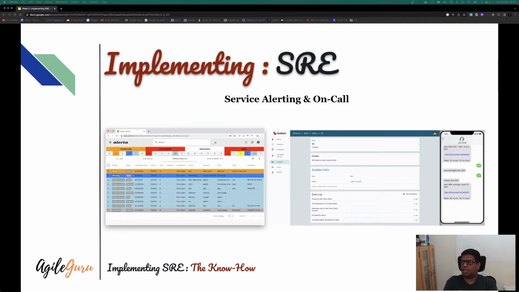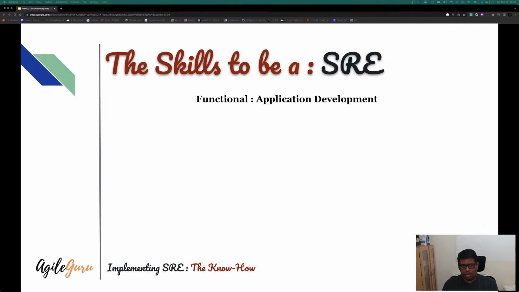All this is automatically filtered using your telemetry data, and all this is automated, and all the implementation you have seen till now uses open source. And in later videos we will be showing you how to set this up, so don't miss those. Now let's go to the skills needed to be an SRE.